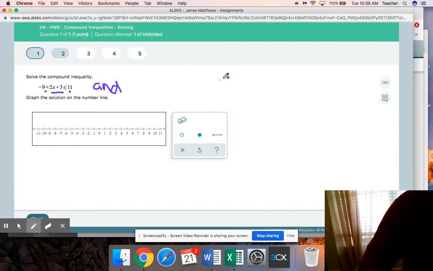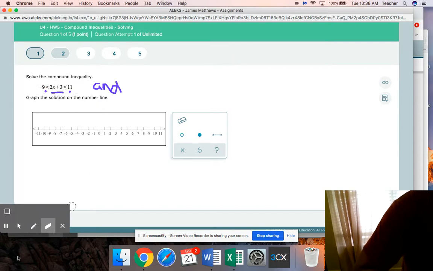So what I'm going to do is I'm going to use this space over here just to write this. Now, when it's AND, I want us to see that it's 2 scenarios. It is this scenario. So it's 2x plus 3 is greater than -9. It is also, at the same time, that's why I said and, this scenario. That same 2x plus 3 is also less than or equal to 11. So it's really solving 2 of them. All right, let's do them both really quickly here.